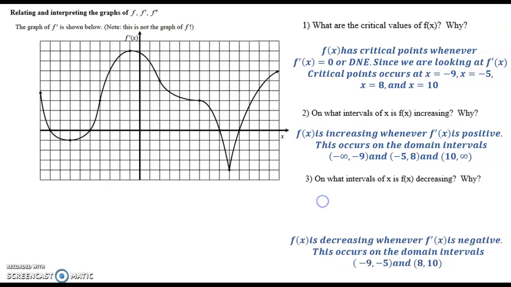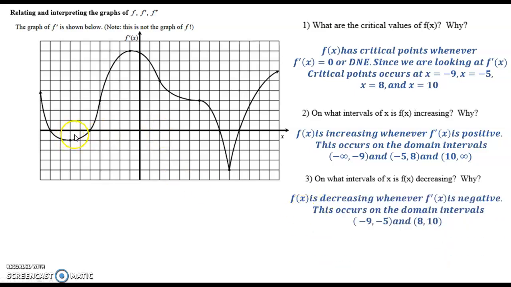Just the opposite is true for decreasing. The function will be decreasing whenever the derivative has negative output or negative values, and that's going to occur from -9 to -5, and then again from 8 to 10. Those all have negative output values for the derivative.